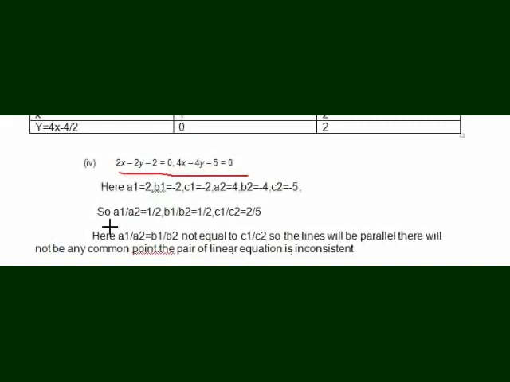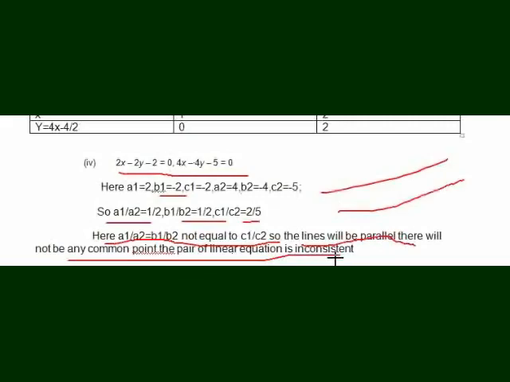Okay, then try to find out the value of a1 by a2, that is 2 by 4 is equal to half, and b1 by b2 will be minus 2 by minus 4, that is also half, and c1 by c2 will be minus 2 by minus 5, that is 2 by 5. So here a1 by a2 is equal to b1 by b2 not equal to c1 by c2. So if this kind of situation arises, we can conclude that the lines are parallel to each other. It means that they do not have any common point, so the pair of linear equations is inconsistent.